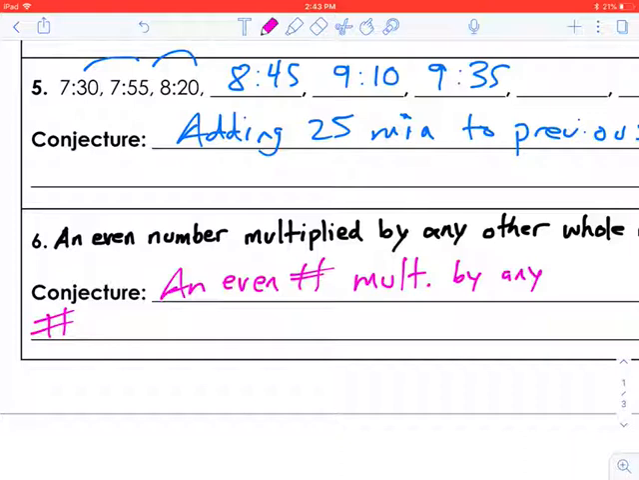An even number multiplied by any number gives us an even number.